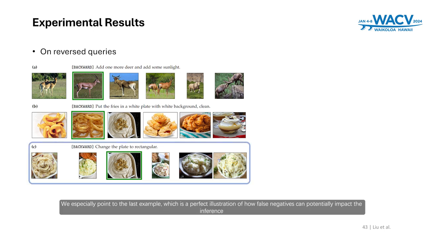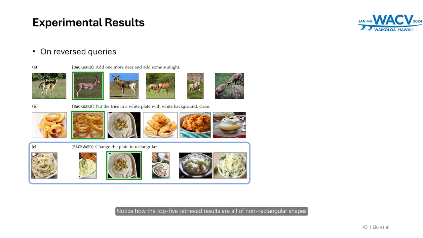We especially point to the last example, which is a perfect illustration of how false negatives can potentially impact the inference. Notice how the top 5 retrieved results are all of non-rectangular shapes, which correspond to the text after reversal, but only one of them is labeled as positive.